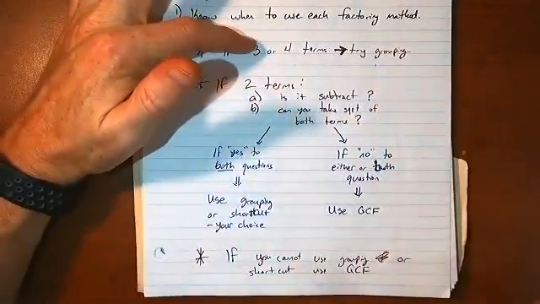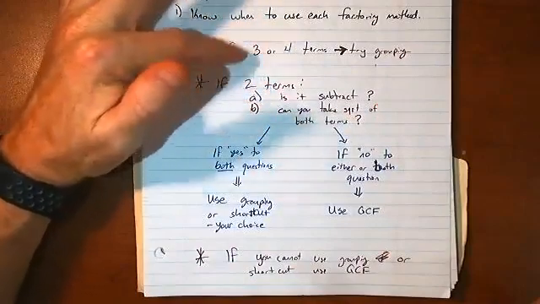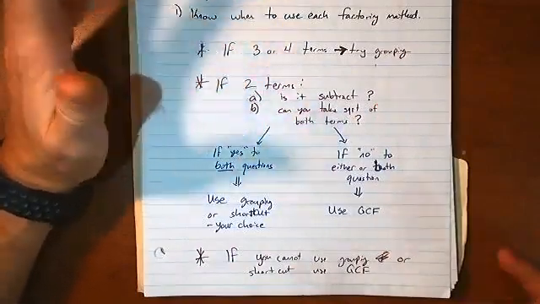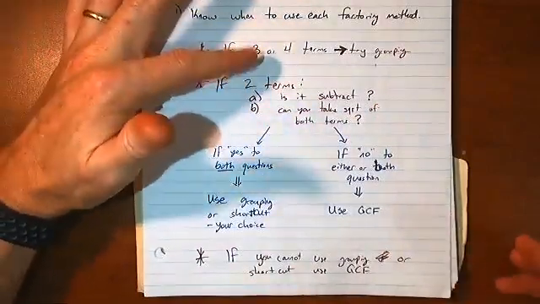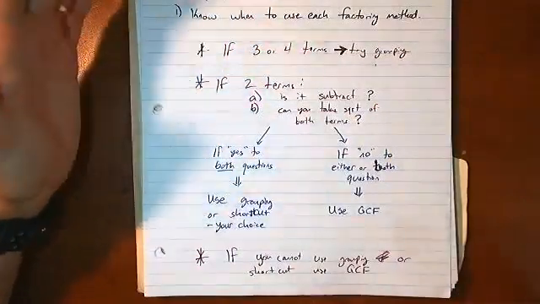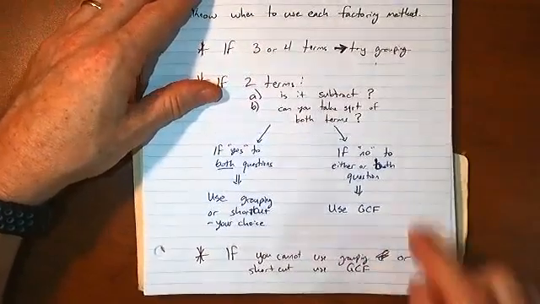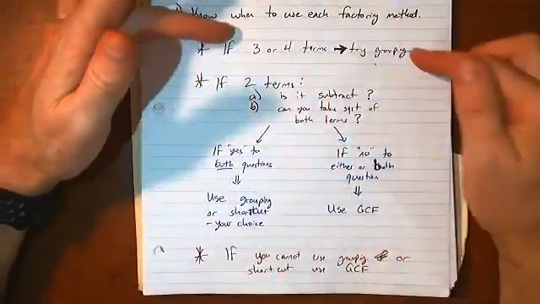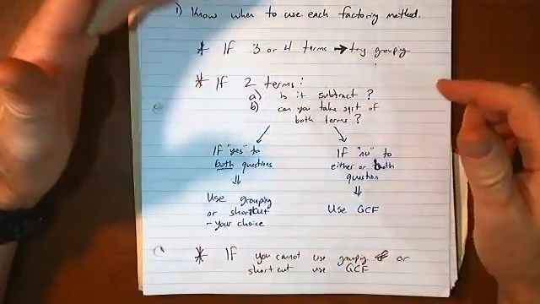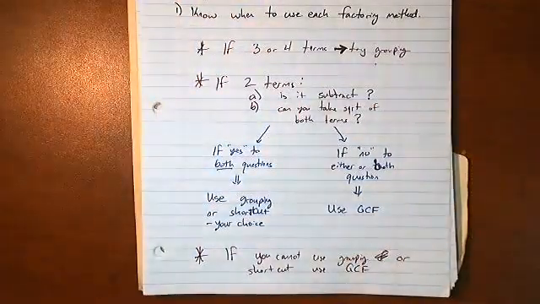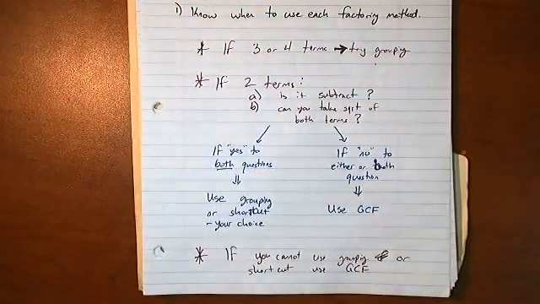If it's not 2, 3, or 4 terms, if it's 5 terms, if it's 6 terms, if it's 20 terms, whatever, I don't think we'll see many of those in our class, but whatever, I'm just going to jump right to greatest common factor because I can't use grouping unless it's one of these scenarios, right? So greatest common factor is our fallback. If I'm not sure what else to do, I try greatest common factor.